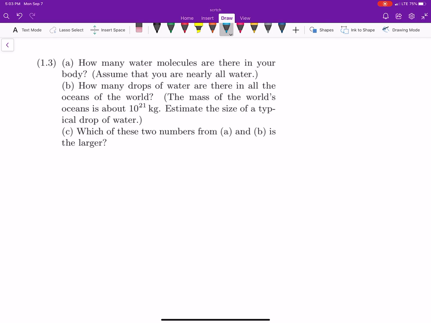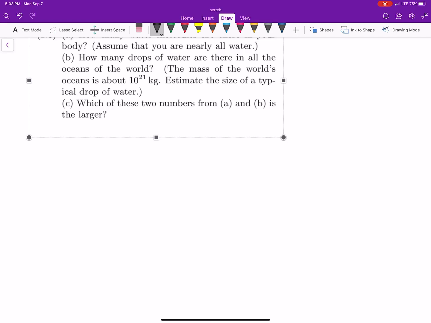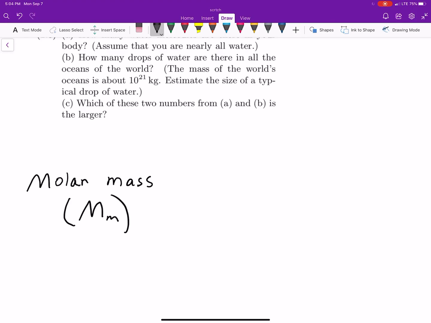Part A of this question says, how many water molecules are there in the body? Assume that you're nearly all water. I'm just going to assume you're completely water. Now, in the book, we can find this equation, which is that the molar mass, which from here on I'm going to denote with a big M, little m, is equal to little m times Na. Now little m is the mass of one molecule or one atom.